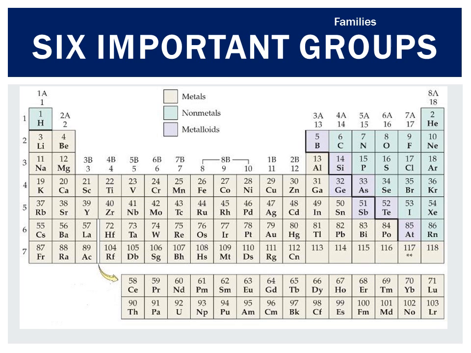The other things I want to add to this periodic table are the 6 important groups. We'll talk more tomorrow about the idea of groups and periods, but a group is a column on the periodic table. It's also sometimes called a family. So this first column, not including hydrogen, is called alkali metals.